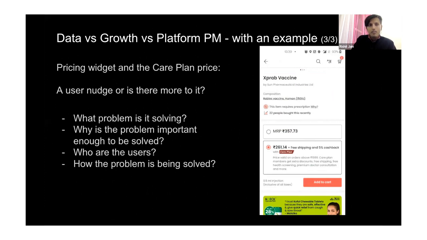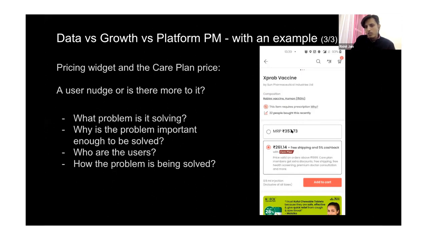But specifically, a growth PM would look at user behavior, would look at intrinsic motivations of the user, and try to nudge the user towards a specific action, right? Now, when I say a specific action, let's take an example of the pricing widget here. So you have a normal MRP and you have another price available, which is much lesser than the MRP. And it says free shipping and some cashback with care plan, and then it's trying to explain something.